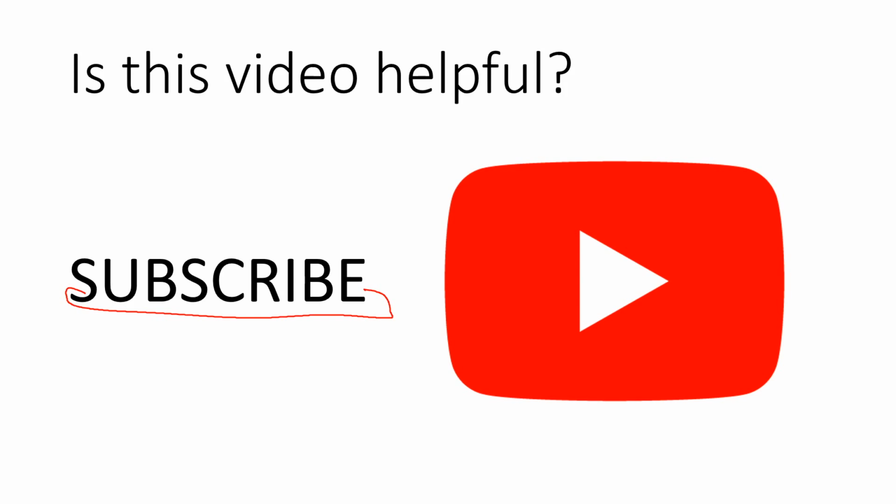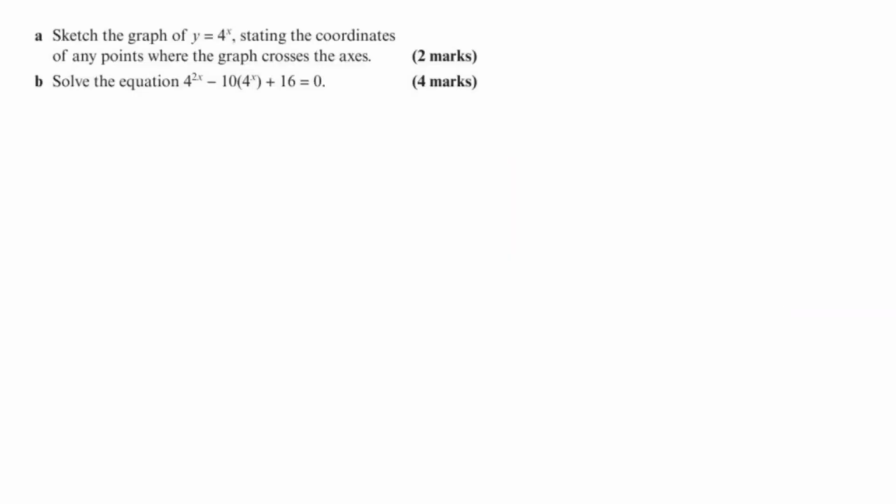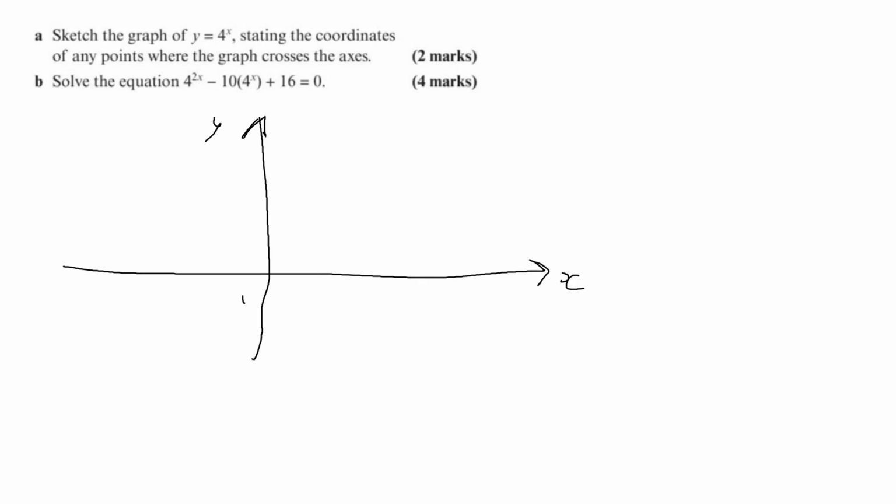Now let's take a look at this one. Sketch a graph y equals 4 to the x, stating the coordinates of anywhere where the graph crosses the axis. So, first let's draw a set of axes. This is y, this is x, and this is 0. Okay? Remember what we said that exponential graphs look like? They look something like that. Yeah?